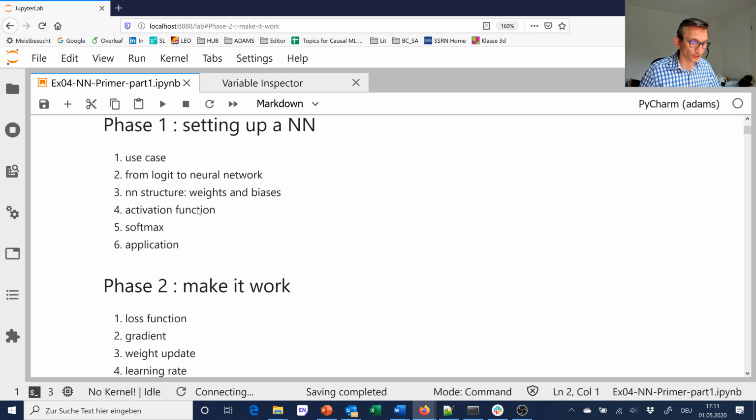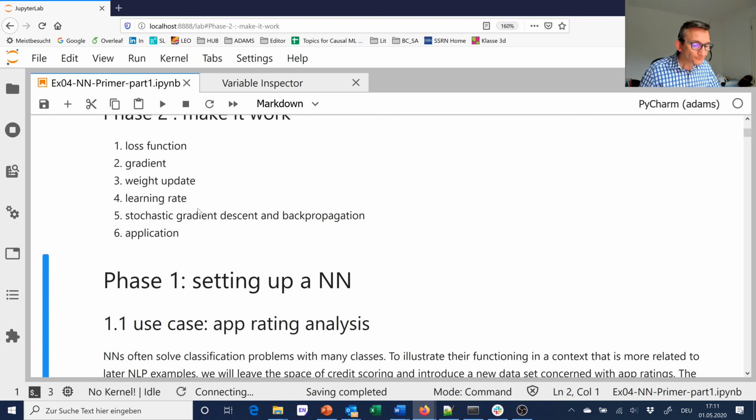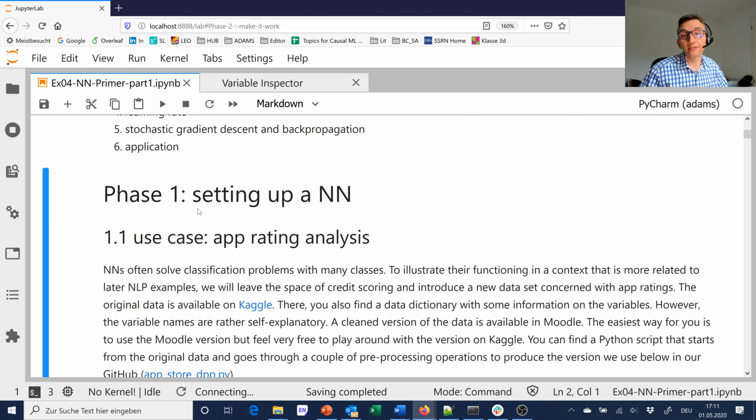So let's have a look. To set up this neural network, we will, for now, stick to some structured data. But given that later on we want to do NLP, where we typically face classification problems with many different classes, classes as many as all the words in a language, we often use neural networks to solve multi-class problems in practice.